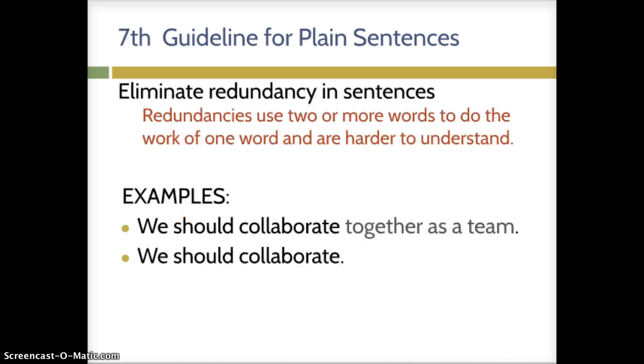The seventh guideline is to eliminate redundancy in sentences. Redundancies use 2 or more words to do the work of one word and are often harder to understand. Our first example, we should collaborate together as a team. Since the word collaborate means to do something together, usually in a group of people, the second half of this sentence is redundant. So the sentence could just simply be stated, we should collaborate.